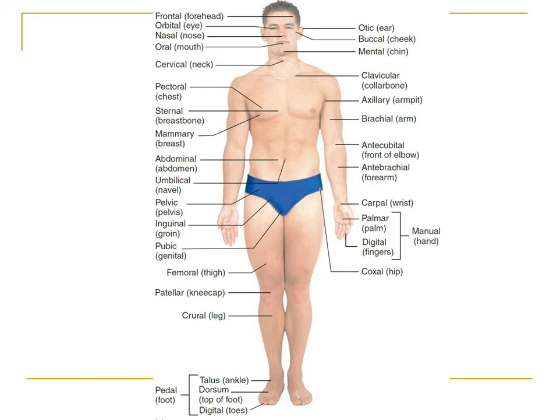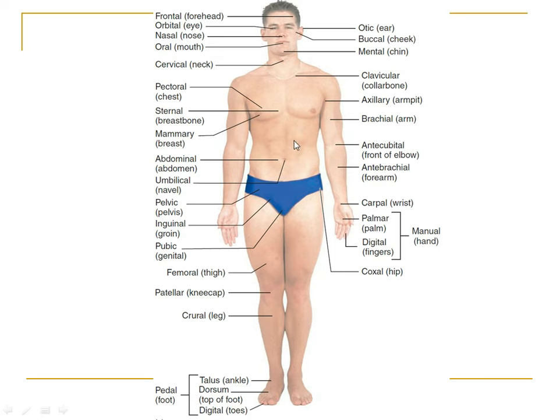We are now going to study some of the vocabulary used for explaining the different body parts, which is different from what you have studied till now. The forehead is called the frontal region, the eye is called the orbital region, the nose is the nasal region, this is the oral region, and the chin is known as the mental region. The cheek is known as the buccal region, the ear is the otic region, the neck is the cervical region, the chest is the pectoral region, the breastbone is called the sternal region, and the breast is called the mammary gland.